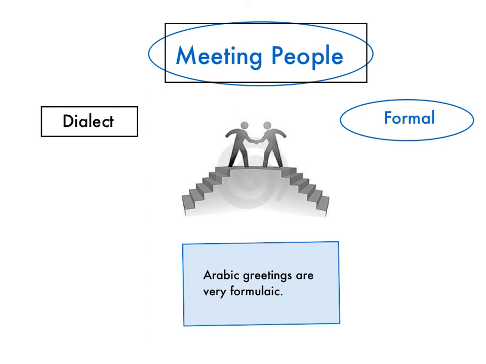You can also start a conversation with السلام عليكم, peace be upon you, and the response would be وعليكم السلام, peace be upon you. In dialect, you can start with ازيك, how are you? The answer would be كويس if it's male, كويسة if it's female, or simply تمام, which means good.